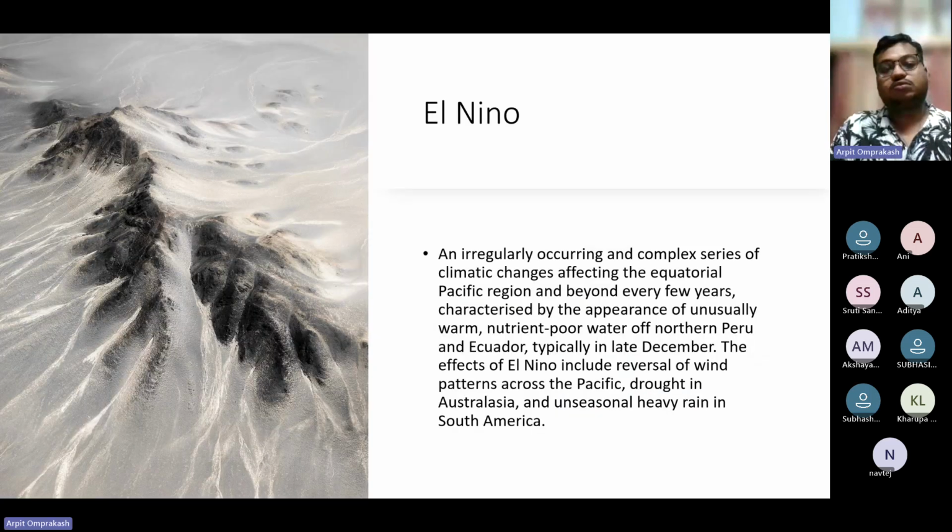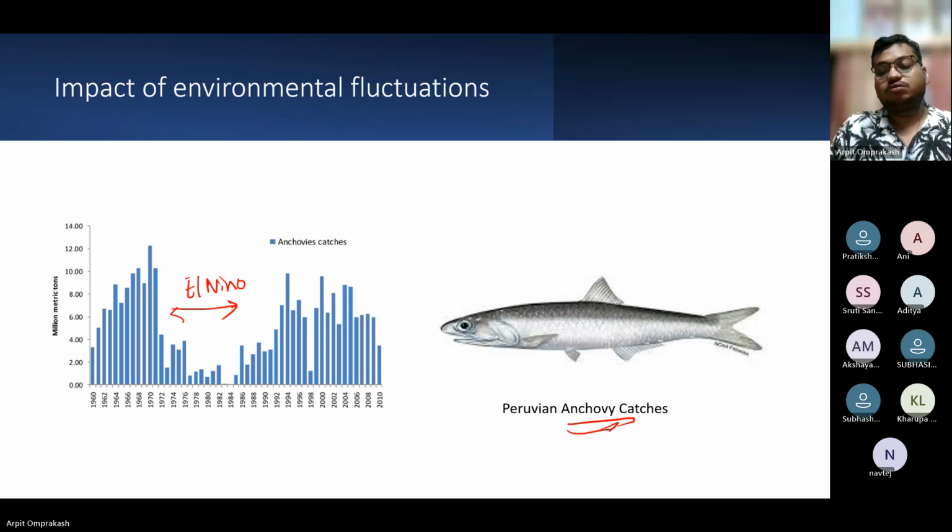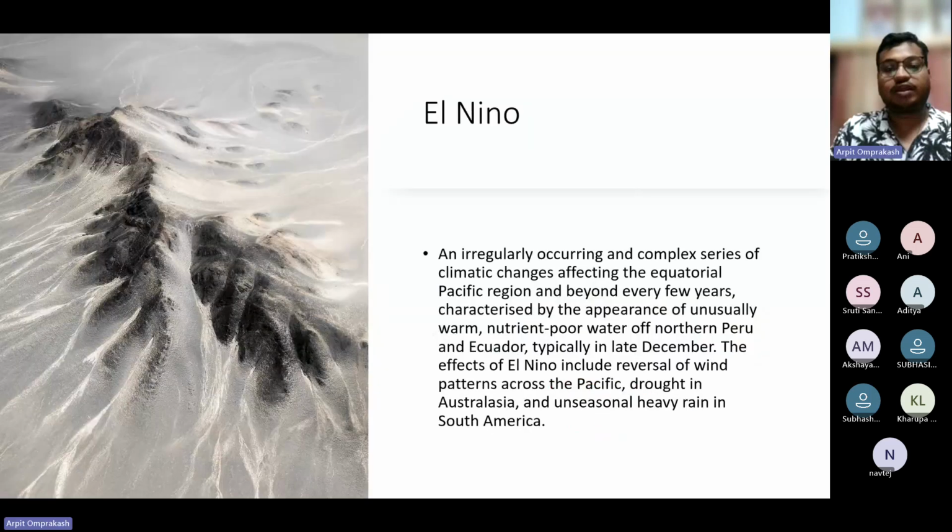So we'll take a look at what El Nino is. El Nino is an irregularly occurring and complex series of climatic changes affecting the equatorial Pacific region and beyond every few years, characterized by the appearance of unusually warm, nutrient-poor water off of northern Peru and Ecuador, typically in late December. The effects include reversal of wind patterns across the Pacific, drought in Australasia, and unseasonably heavy rain in South America.